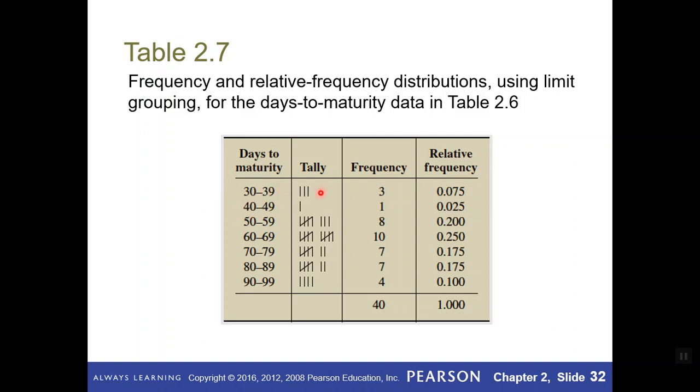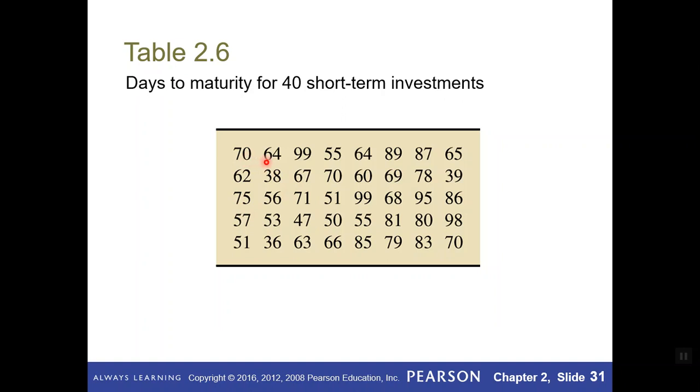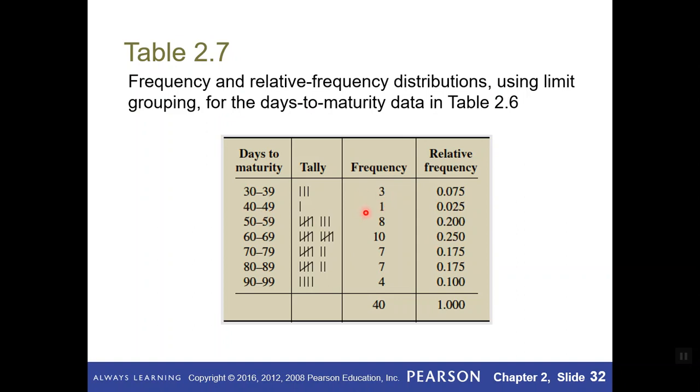Then you have to count the frequency, or how many values are inside each class. So there are 3 values within the 30 to 39 class. There is only one in 40 to 49. Let me check how many values. In 40 to 49, I can see 47, and there are no other values. So yes, in 40 to 49 there is only one value.